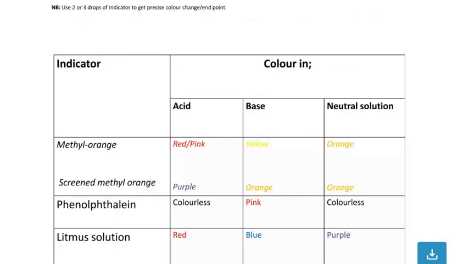Now, indicator color changes. Methyl orange: acid red or pink, base yellow, neutral orange. That is very important because if you don't have the memorization of colors, then you only have observations, and during observation how will you compare? Methyl orange: red, yellow, orange. Phenolphthalein: colorless in acid, pink in base and colorless in neutral. Litmus solution: acid red, base blue and neutral purple.